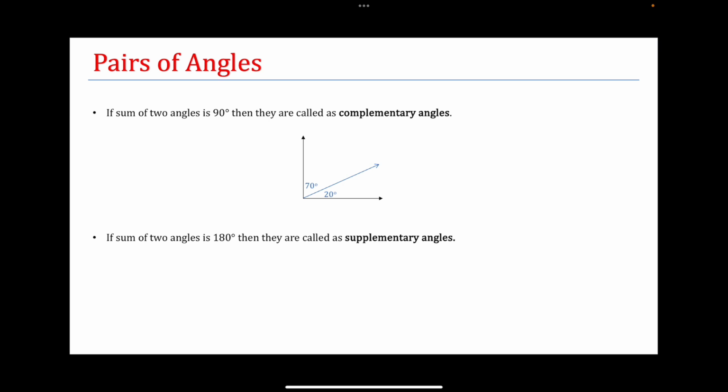If the sum of two angles is 180 degrees, then they are called supplementary angles. For example, 150 degrees and 30 degrees. Their sum is 180 degrees, so they are called supplementary angles. So these are the pairs of angles.